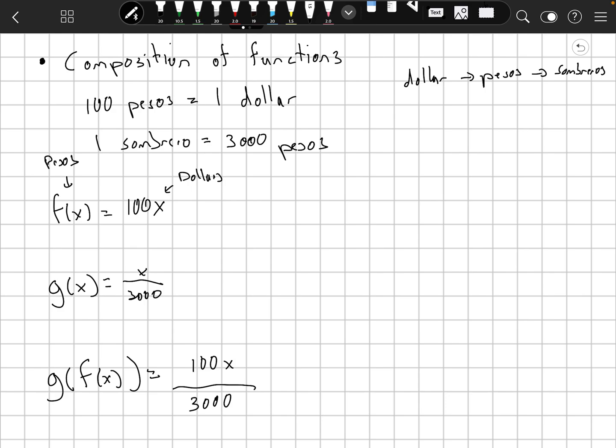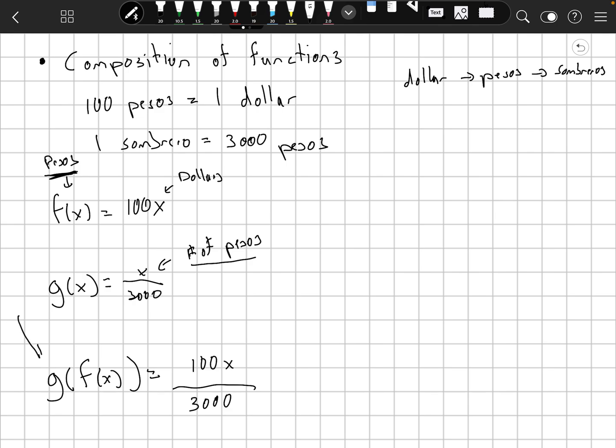Okay, my next function is g of x equals x over 3,000. And so x stands for number of pesos. Interesting, here my input is pesos and here my output is sombreros. That's going to be important in a minute. So x is number of pesos. And if I had 3,000 pesos, 3,000 divided by 3,000 would give me one sombrero. If I had 6,000 pesos, 6,000 divided by 3,000 would give me two sombreros, and so on.